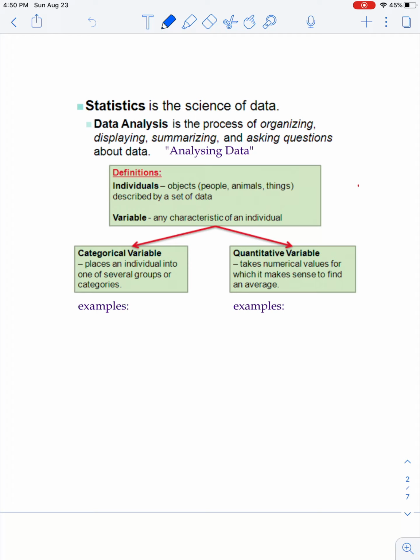When we talk about variables, we have two different types of variables. We have categorical variables and we have quantitative variables. Categorical variables place an individual into one of several groups or categories. So if I did hair color, because you are blonde or brunette or redhead, it kind of puts you in a bucket with other people that have that same categorical variable, puts you in a category.